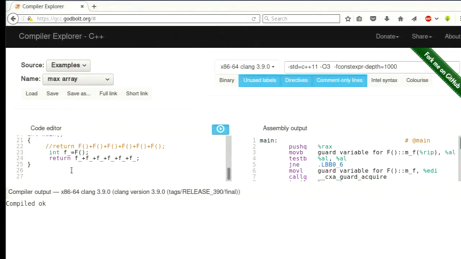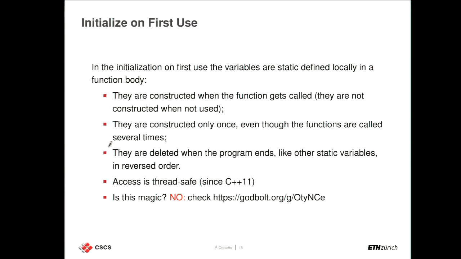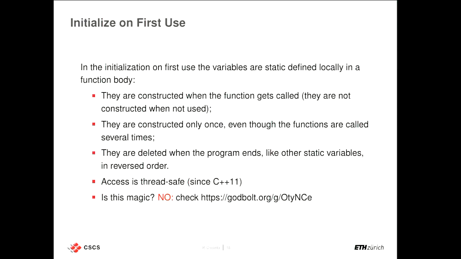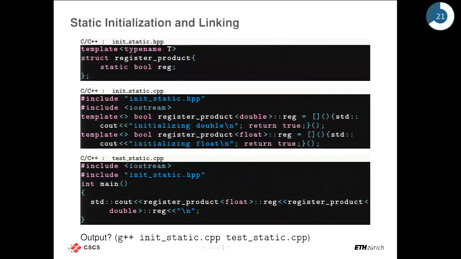So there's a cost. It's not magic. This initialize first use, and also there are two costs. One of this one, and the other one is the fact that the static variable is thread safe. Since it's thread safe, it adds a mutex, which also has some costs. So this was the first part.